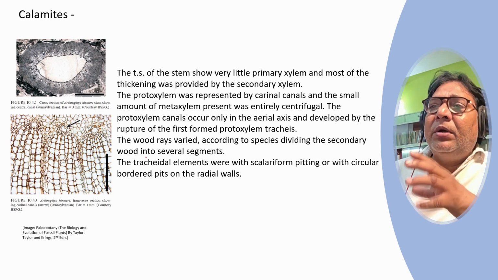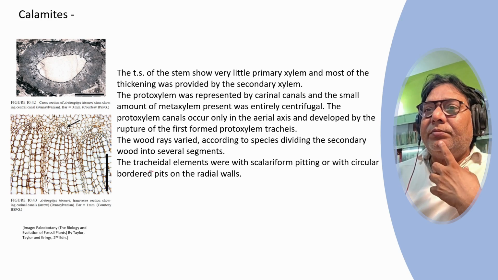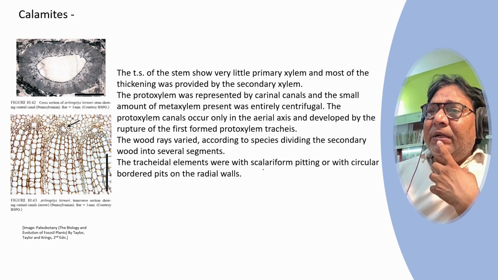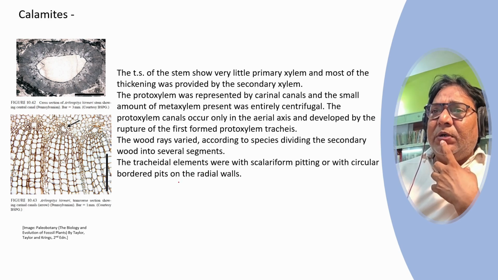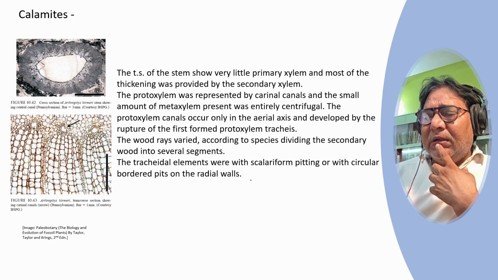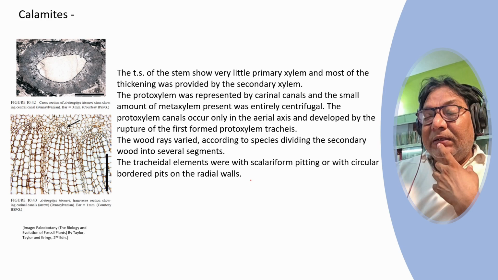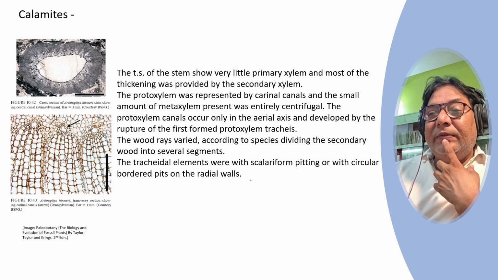Entire TS of the axis. The tracheidal elements were with scalariform pitting or with circular bordered pits on the radial walls. So this is the characteristic anatomical feature of the Calamites stem. So that's all about these 5 different fossil members of the pteridophytes included in your syllabus.